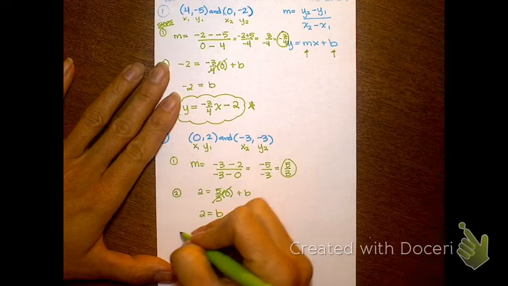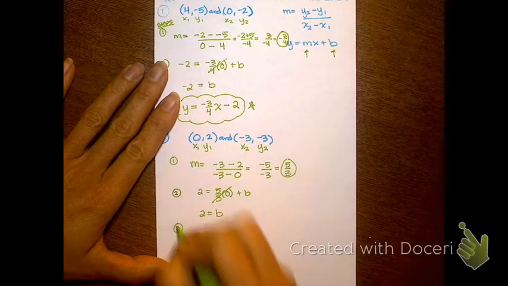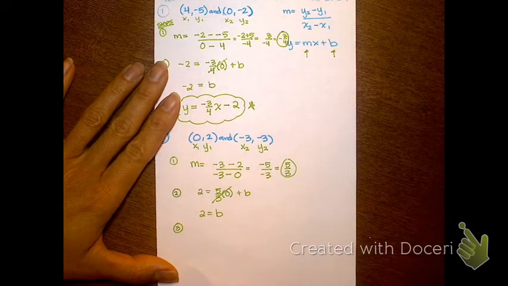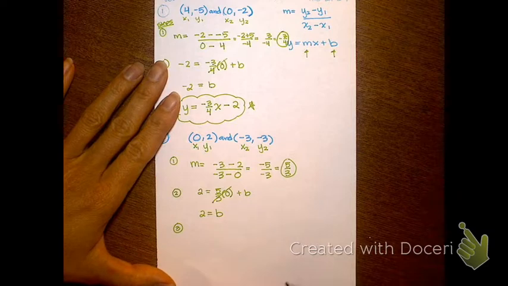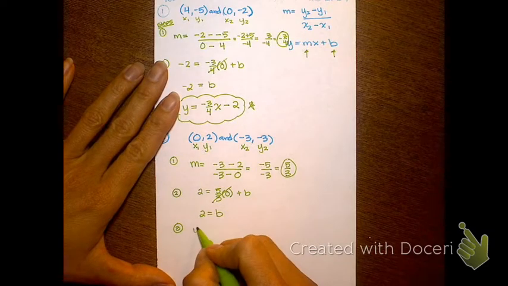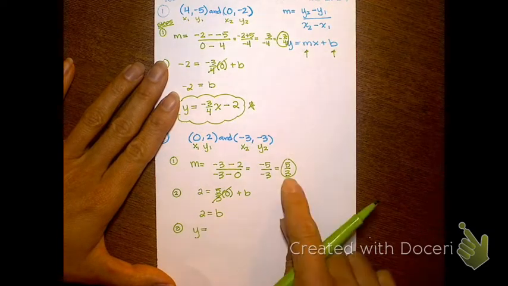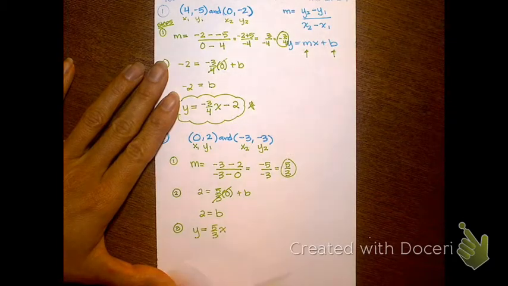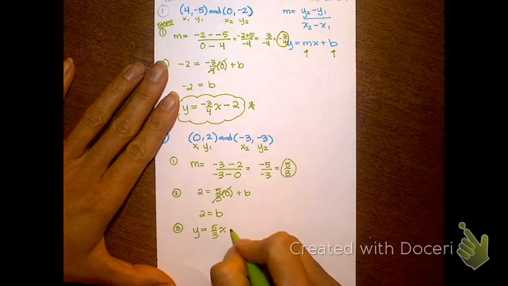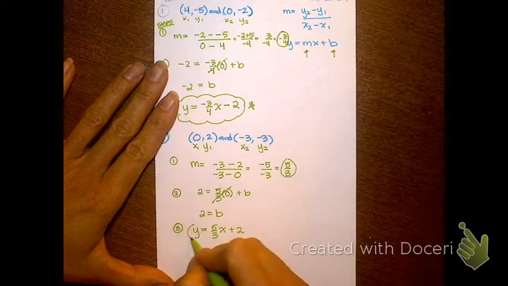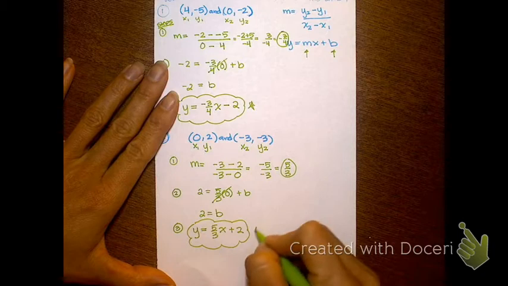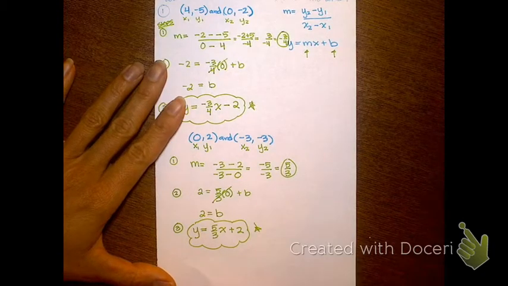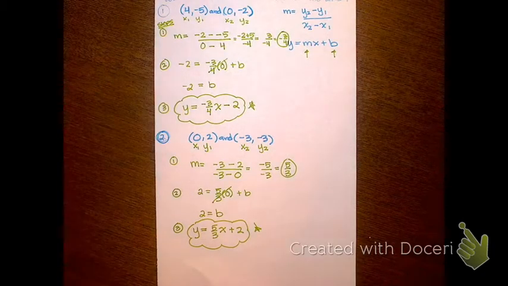Okay, so now that I have m and I have b, I'm going to write the final equation of my line in slope-intercept form. So, y equals, what is m? 5/3 times x. What is b? Plus or minus 2? Plus 2. Okay, raise your hand if you got that right. Okay, very good. Next we're going to correct your homework.